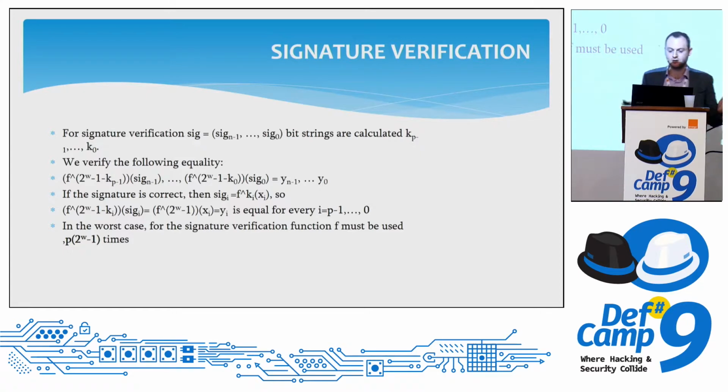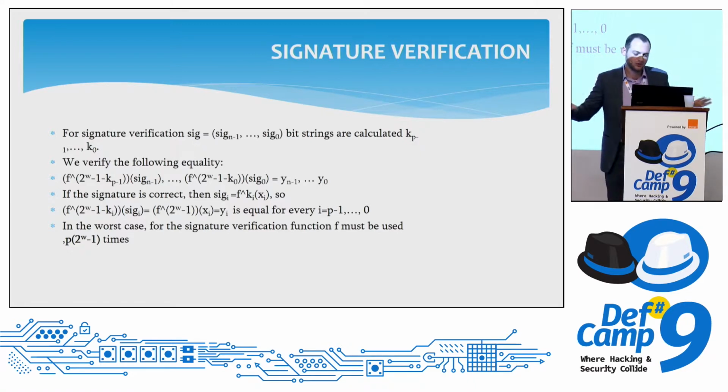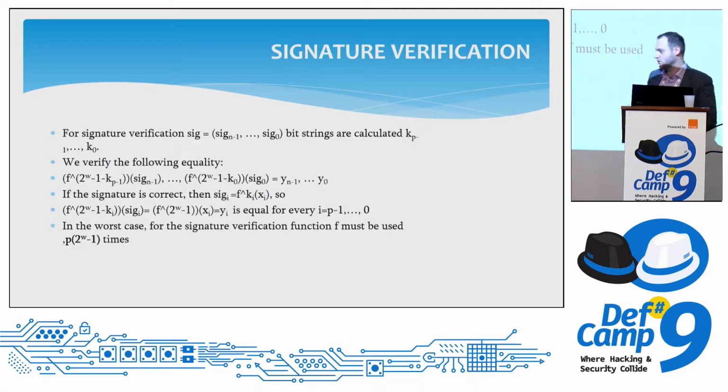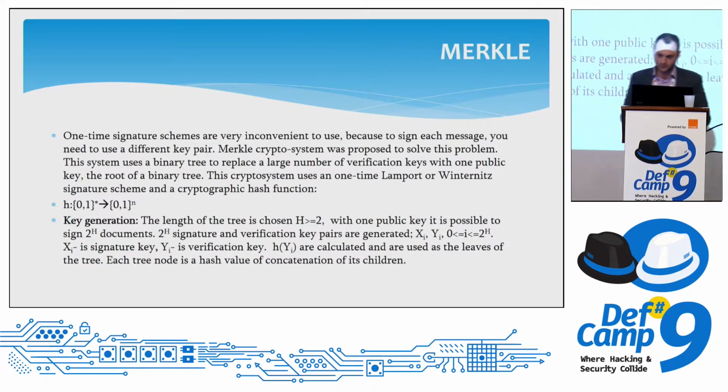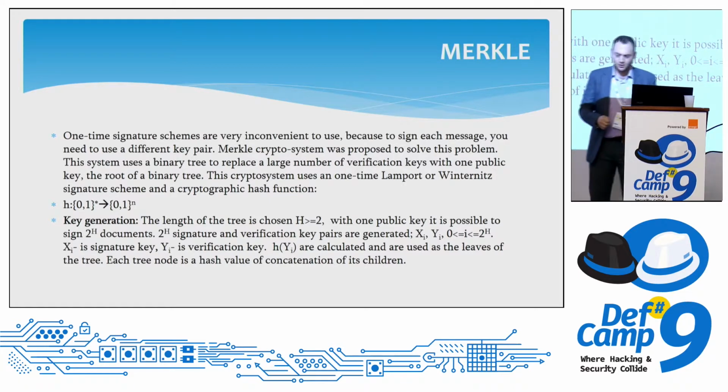So for signature verification, first of all, we calculate the KIs, and afterwards we verify the following equation. If it's true, the signature is true. And for the signature verification phase, f must be used up to w minus 1 times. Okay, so we talked about one-time signatures.